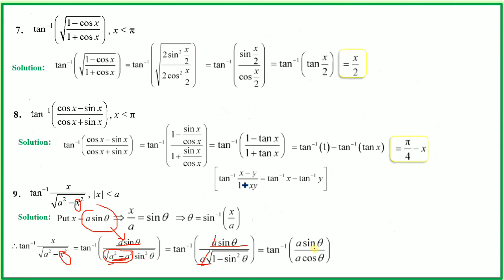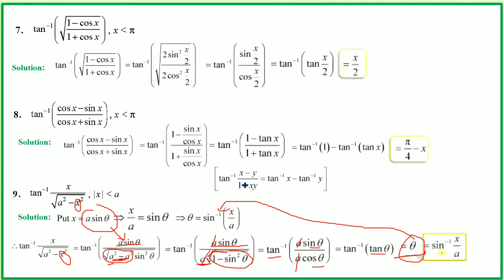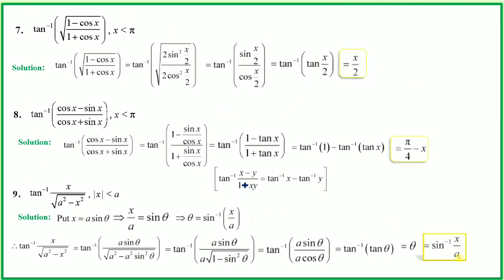So we will have tan inverse of sine theta upon under root 1 minus sine square theta, which is cos square theta, and the square and square root cancel, so it comes out as cos theta. This is equal to tan inverse of sine theta upon cos theta, which is tan theta. Tan inverse and tan are removed, so we have theta only, and the value of theta is sine inverse x upon a. This is the simplest form of our question.